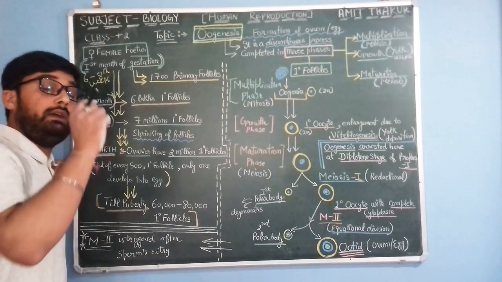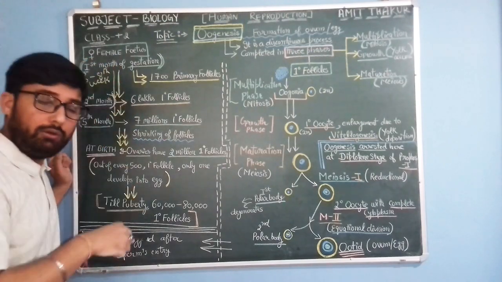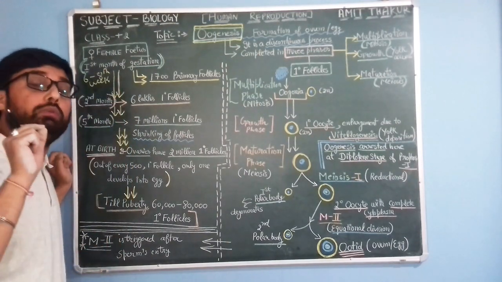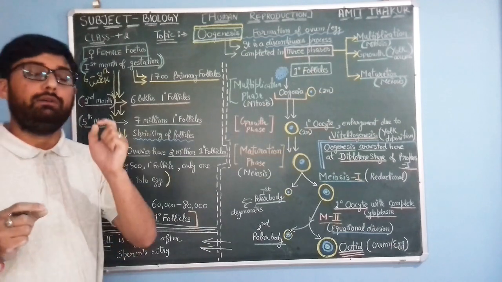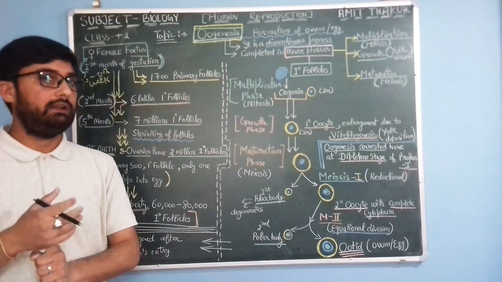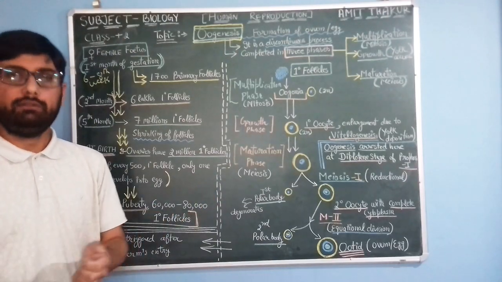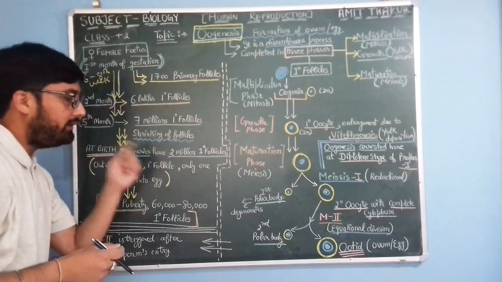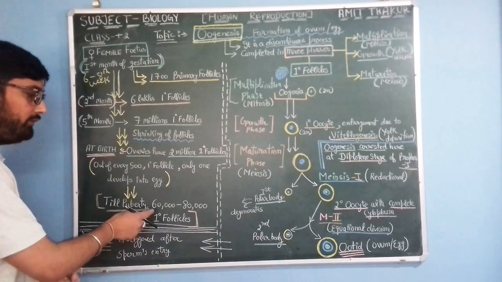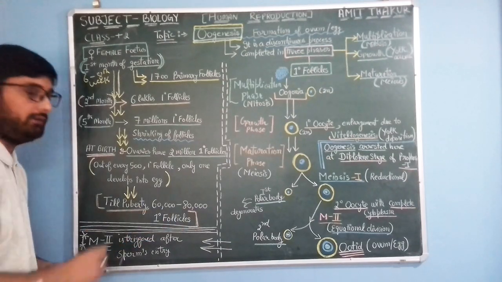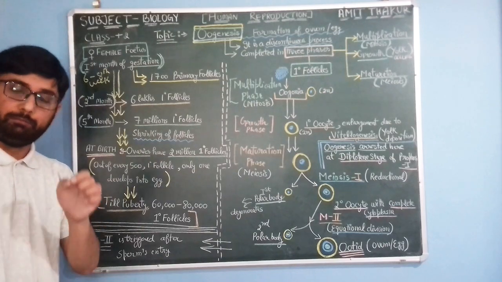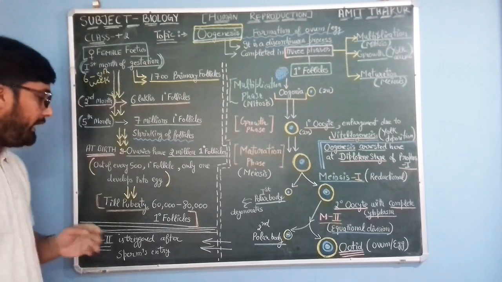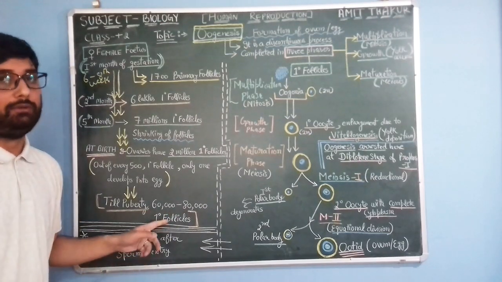And from the birth of the female up to the puberty stage, when a girl attains puberty at the age of 11 to 13 years, these 2 million primary follicles reduce to around 60,000 to 80,000 primary follicles. So at the time of puberty, a female's ovaries have around 60,000 to 80,000 primary follicles.